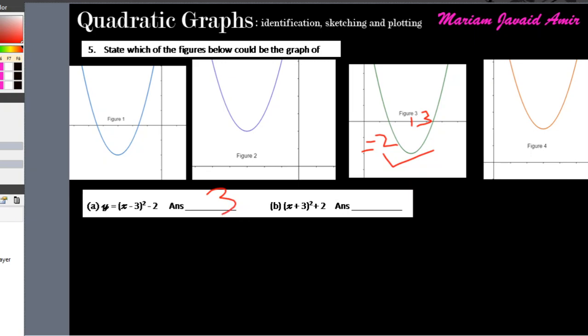For part B, it's (x plus 3) whole square, so the graph will go 3 units to the left and 2 units up. So figure number 2, 3 units to the left and 2 units up, so figure 2 simply.